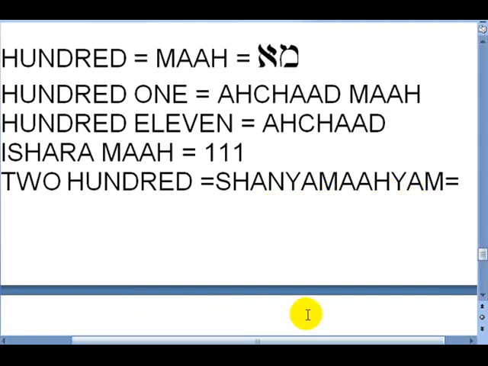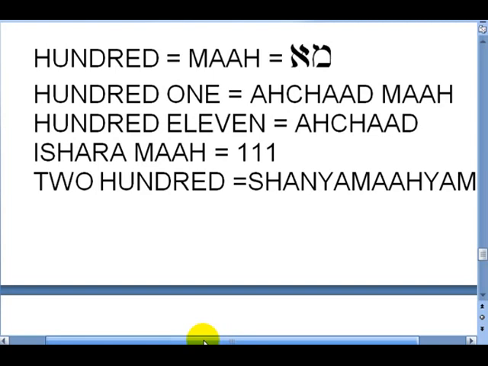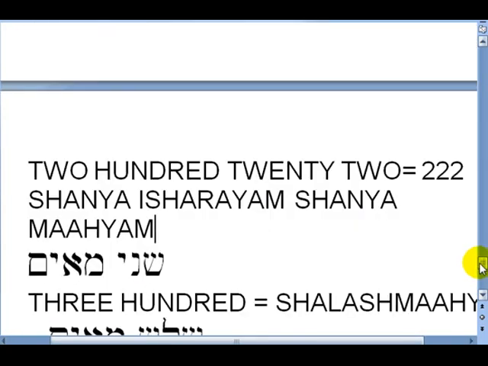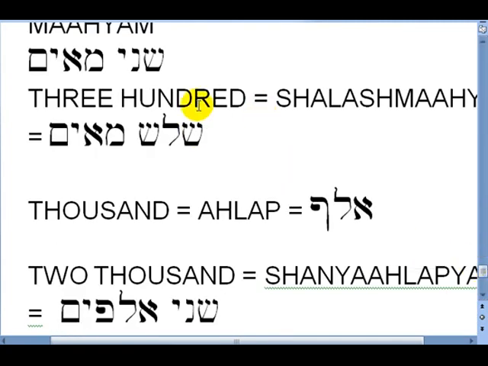Now this is probably going to be a little more difficult, but brothers, if you study it, you'll get it. You just got to get familiar with the numbers. Once you get familiar with the numbers, then you'll get it. So 222 is Shanya Ma'ayam Shanya Aisharayam, which is 22. Shanya is 2, Ma'ayam is 100, so 200. All right, you keep doing the same thing.